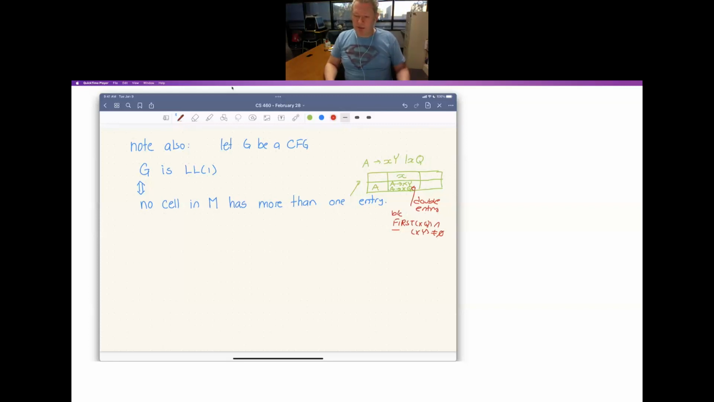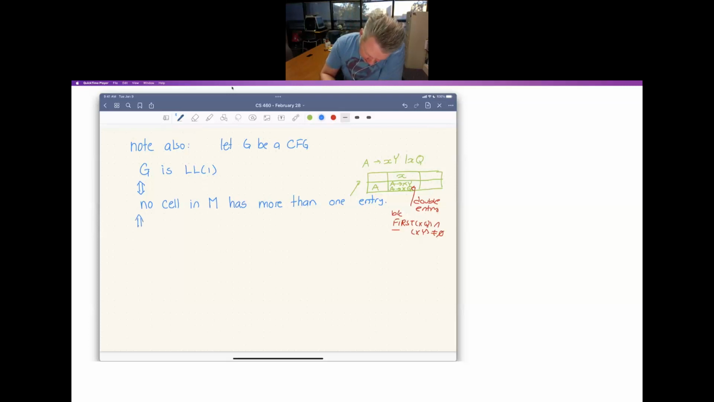How were those cells filled in? Well, they were filled in using the predict sets. So if instead of using first sets when I do these pairwise disjoint tests, I use my predict sets, then I know that if my predict sets intersect empty, then the grammar is LL1. Because if they didn't intersect empty, then they would have something in common, and whatever they have in common would give rise to a double entry. And we've just said that there were none of those.